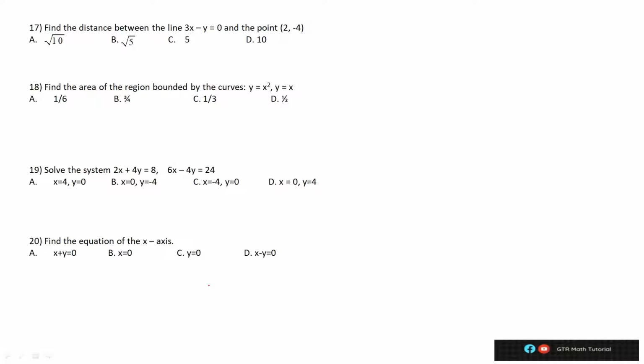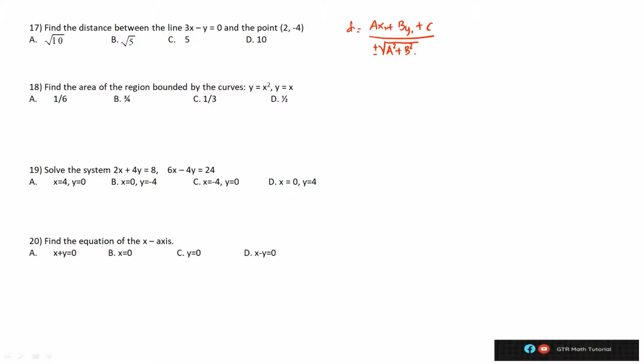Okay, find the distance between the line 3x minus y equals 0 and the point 2, negative 4. So, ang formula ng distance between a point and a line, so ang formula ng distance is equal to A, x sub 1 plus B, y sub 1 plus C over square root of A squared plus B squared. Okay, so actually, meron ditong plus or minus, and then ang sign ng nito ay opposite ng sign ng C. Pero wala namang sign yung C dito.